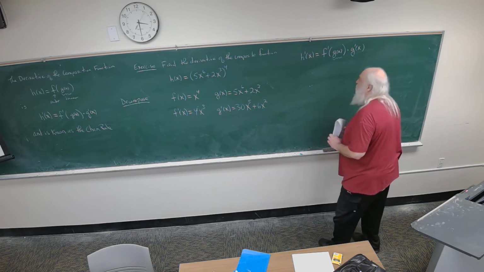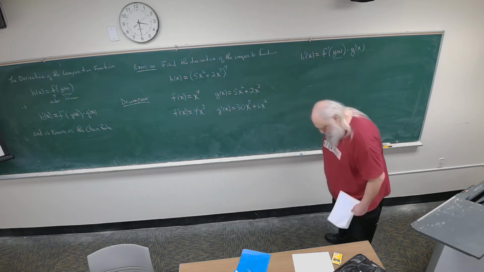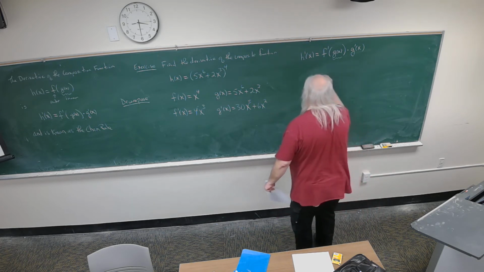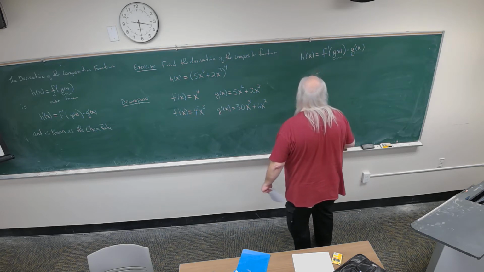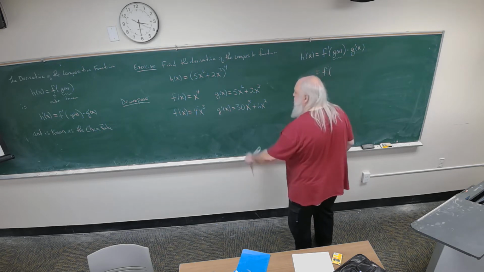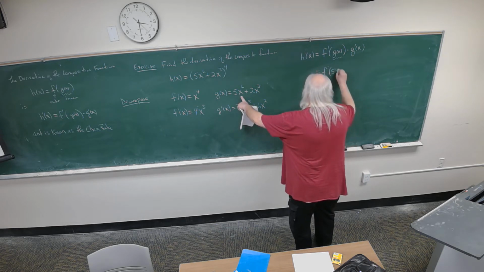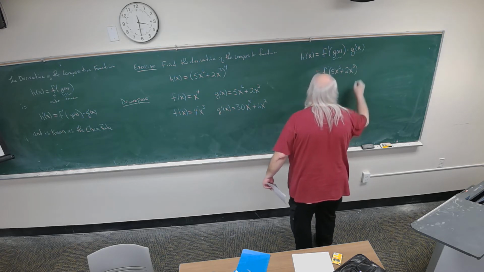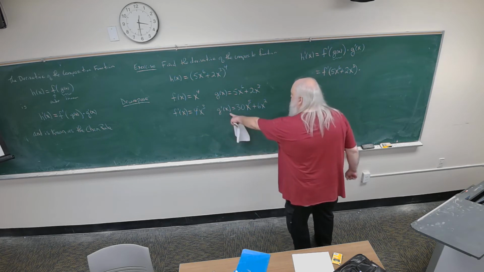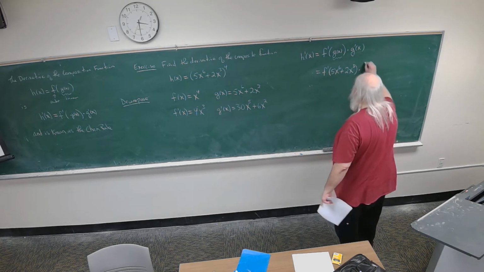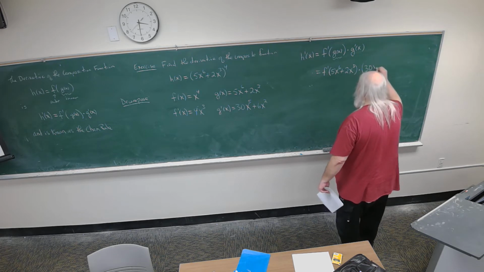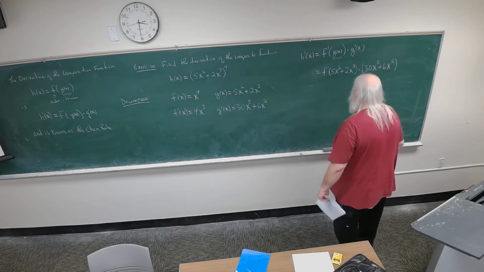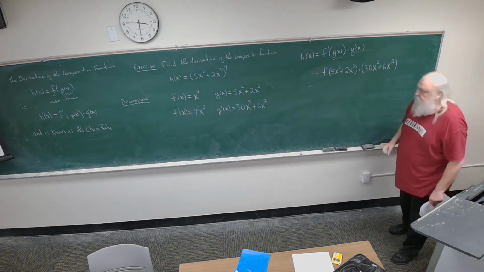So plugging in, we have f prime evaluated at g of x, and g of x is 5x to the 6th plus 2x cubed. And then we multiply that times g prime of x, and g prime of x is that binomial, 30 times x to the 5th plus 6x squared. You have to put it in parentheses. Otherwise, you only multiply by the first term.